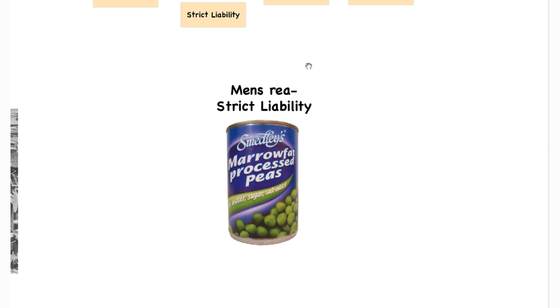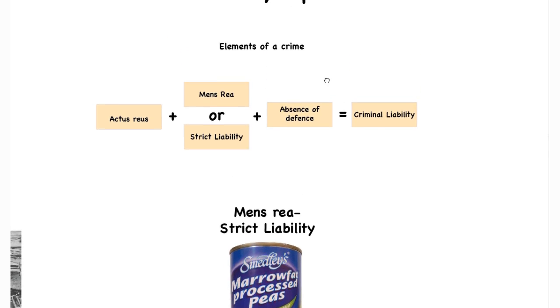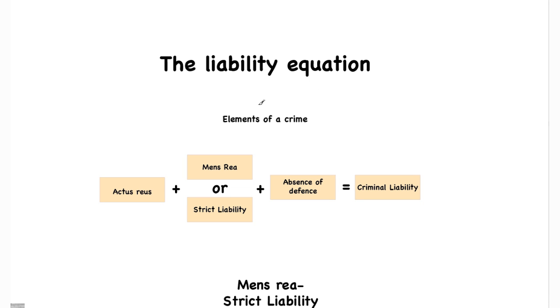So the easiest way to start to explain what is quite a complex issue is to go back to our liability equation. And if you remember and recall, we need three things. We need to show that there's actus reus present, we need to show that there is mens rea present, and that's either in the form of intention or recklessness, and we need to show an absence of defence before we can say the defendant is criminally liable.